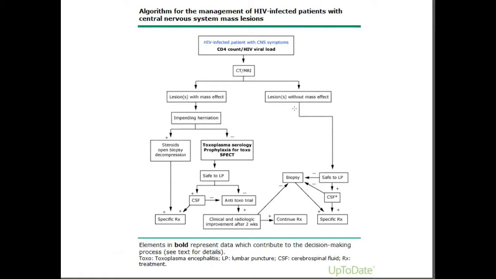And if there is no mass lesion, then you can follow the algorithm on the right side. So they may have impending herniation with the mass effect. In that case, the patient needs steroids and an open biopsy and decompression by neurosurgery. If they do that, we may have tissue biopsy and culture, and we may know the diagnosis. And depending on the diagnosis, we can start treatment.